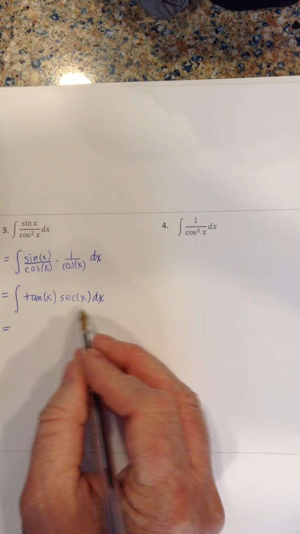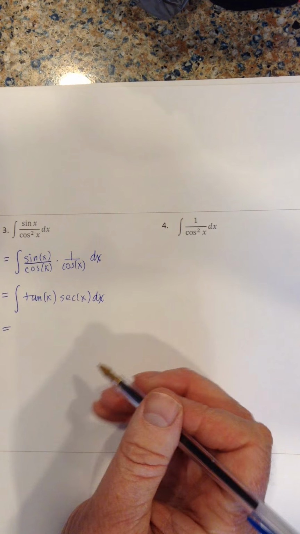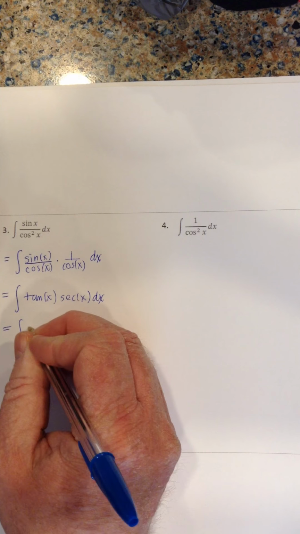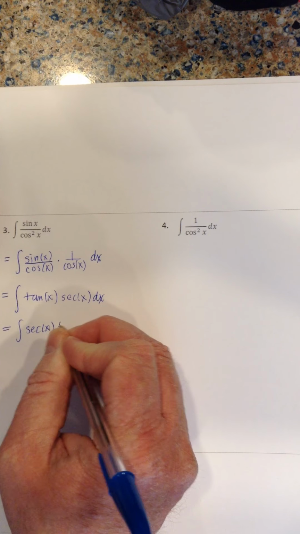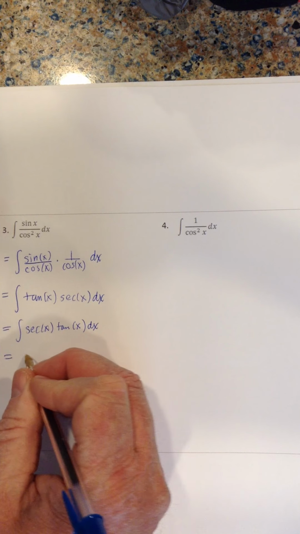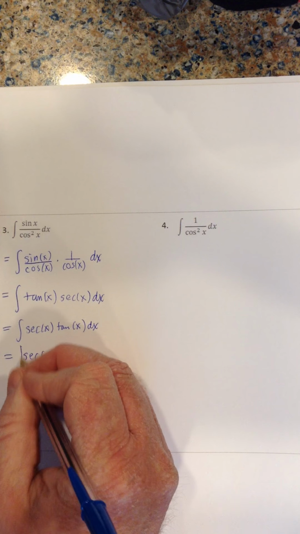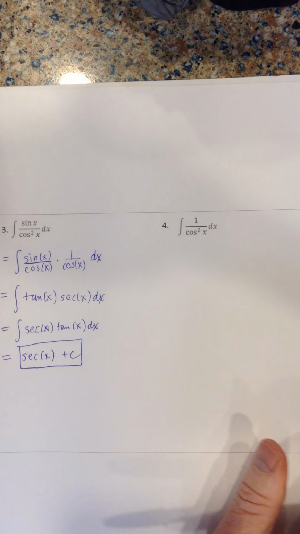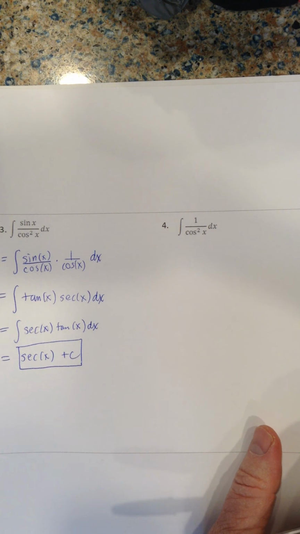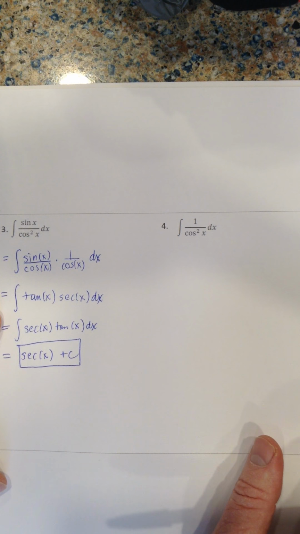So I have a rule for the antiderivative of secant tangent, so I could always rewrite that in a different order if it helps me recognize it, and I get secant x plus a constant of integration c. Okay, and I could mentally check that by going the derivative of secant is secant tangent. Okay, so I'm good.